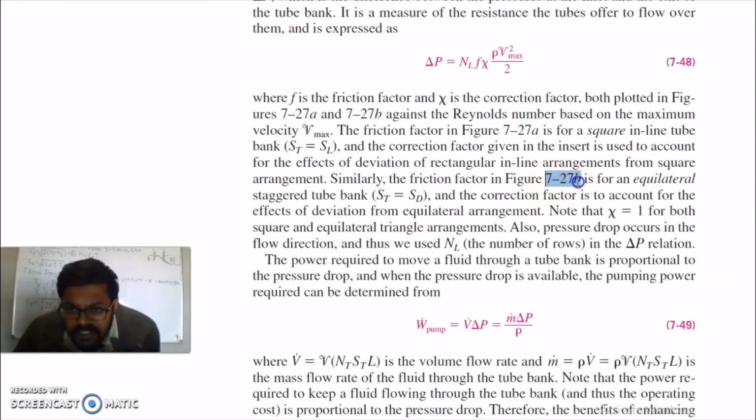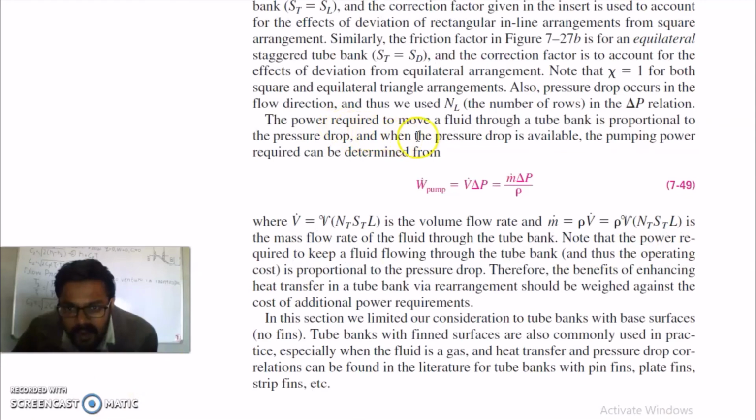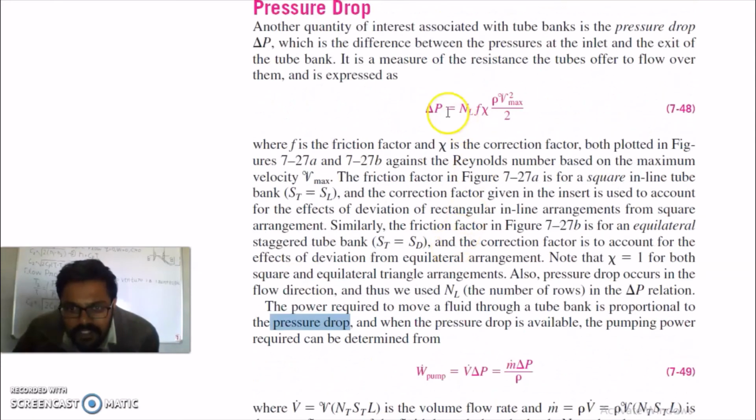So figure 7-27b is for an equilateral staggered tube bank when S_T is equal to S_D, and the correction factor accounts for the effect of deviation from the equilateral arrangement. Note that the correction factor is 1 for both square and equilateral triangle arrangements. Also, pressure drop occurs in the flow direction, and thus we use N_L, the number of rows, in the ΔP relation. The power required to move the fluid through a tube bank is proportional to the pressure drop, which is ΔP here.